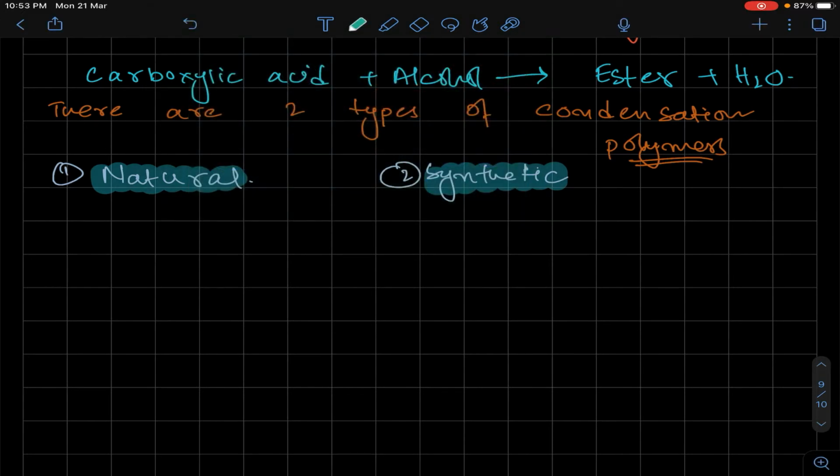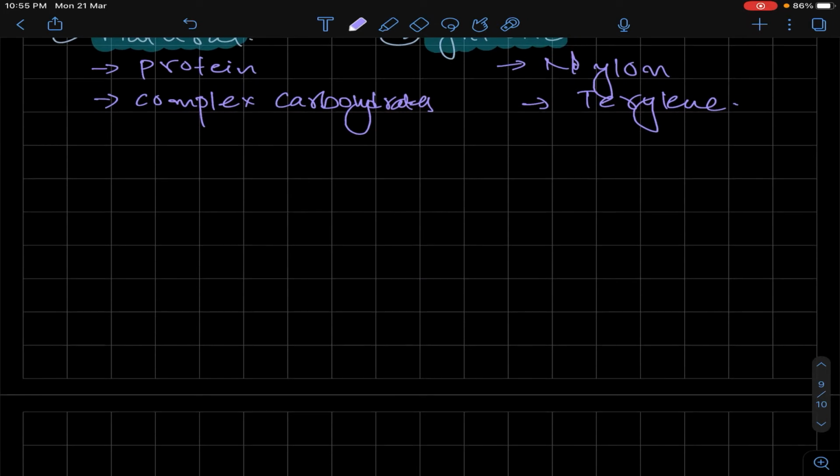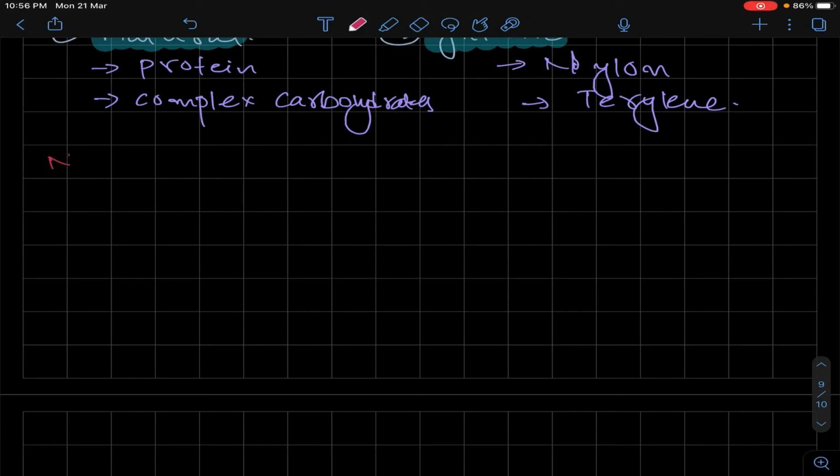So in natural condensation polymers, we will discuss the structure of protein and complex carbohydrates. Right, so these are the two examples of natural polymers which we will discuss. Their structure will be discussed. And in synthetic polymers, we will discuss nylon and terylene. Right, so there are two different types of condensation polymers: natural and synthetic condensation polymers. So first, let's just start with the structure of nylon, the synthetic condensation polymer, right?